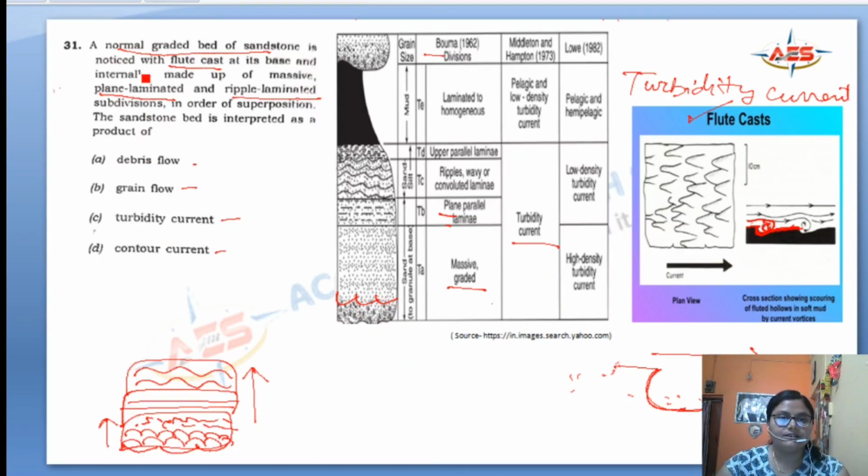Now here we can see that all these given statements are fulfilled by the turbidity current. So the answer will be turbidity current. अदर ऑप्शंस भी देख लेते हैं.